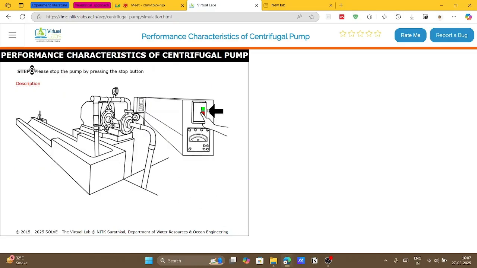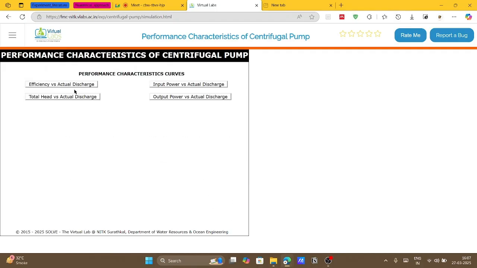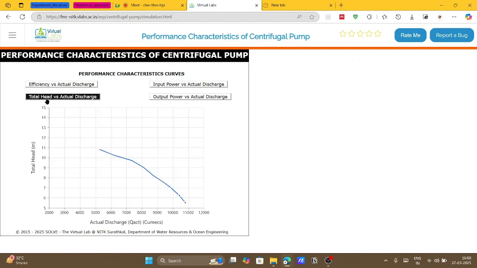After these 3 trials, ideally you have to do multiple readings at different flow rates. Once you do that and you have sufficient data, then you can plot this characteristic curve. So first let's look at the total head versus actual discharge. Initially head will be the highest. At the lower flow rate we will be able to generate the highest pressure in the discharge, and then as flow rate increases the discharge pressure will go down, right? So this was the H versus Q curve.